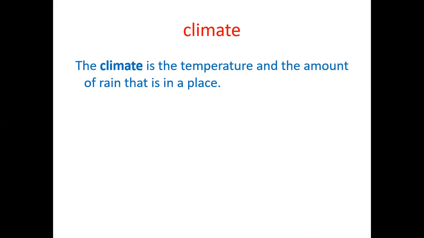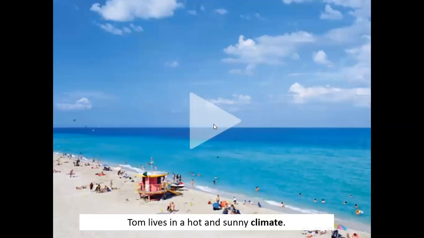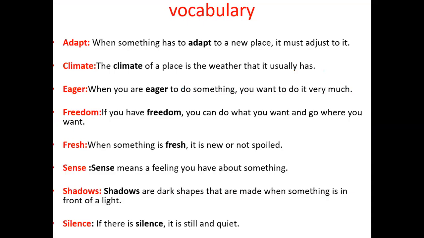Climate. The climate is the temperature and the amount of rain that is in a place. I think you took the weather and the climate in social studies or maybe in science. So the climate is the temperature and the amount of rain that is in a place. So Tom lives in a hot and sunny climate.